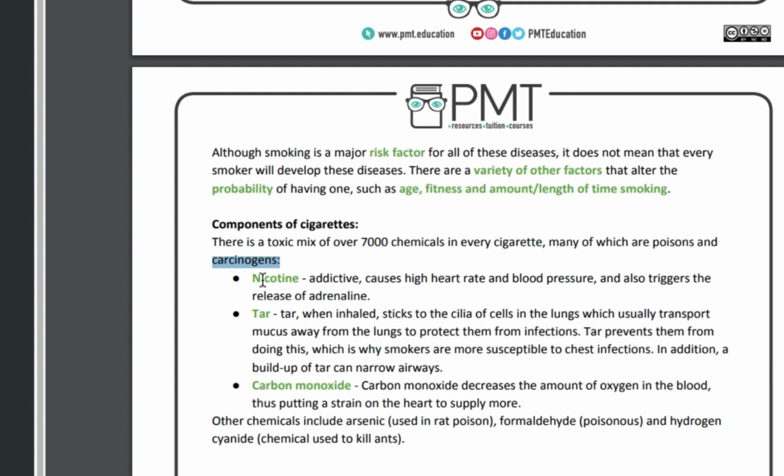One of the components is called nicotine, which we've talked about. It causes addictiveness. It makes you addicted to smoke. The cigarette has something in it that will make you want to take again and again and again. So be careful. Once you take one stick, you want a second one, a third one, till you become super addicted. And it causes high heart rate and blood pressure. It gives you high blood pressure. So why do you want to give yourself high blood pressure?